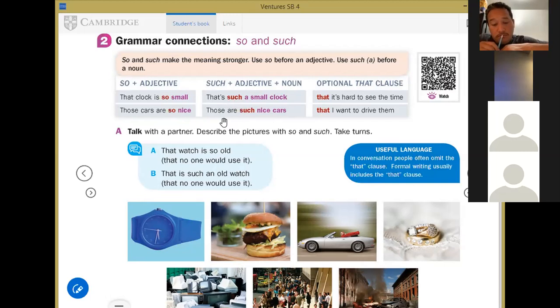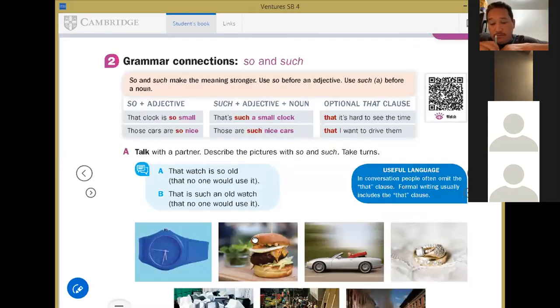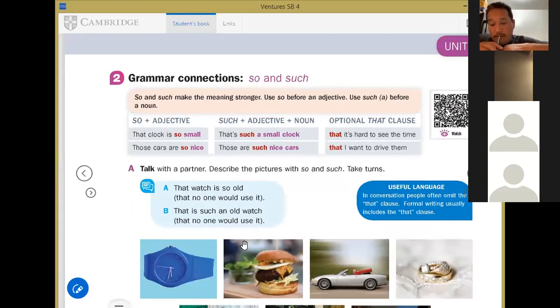What page, Mr. Webb? Sorry, what did I say? 89? 81. 81. Thank you. 81. Okay. Thank you. Okay. All right. So and such.